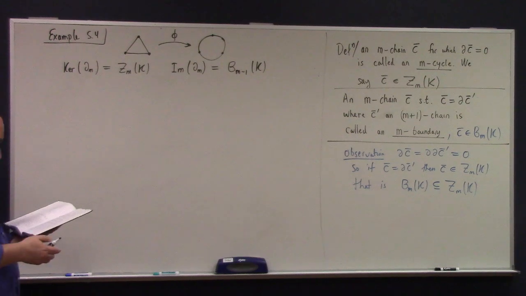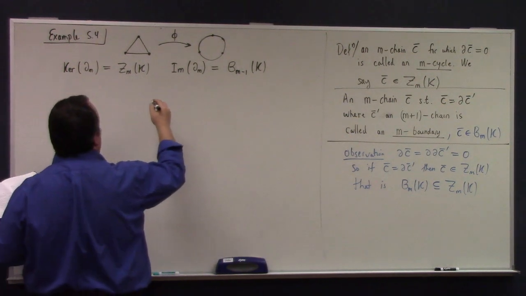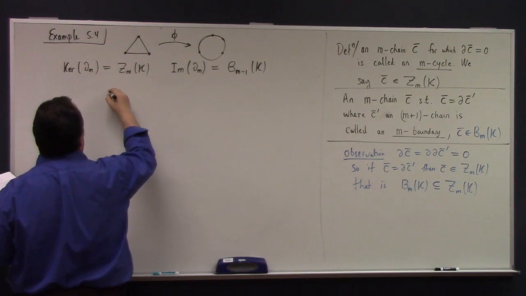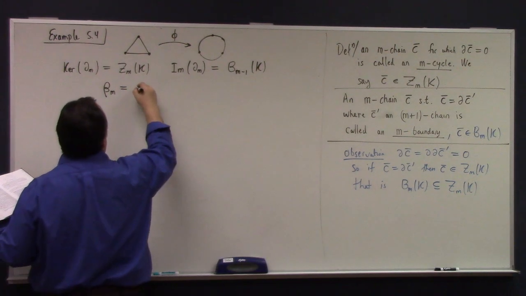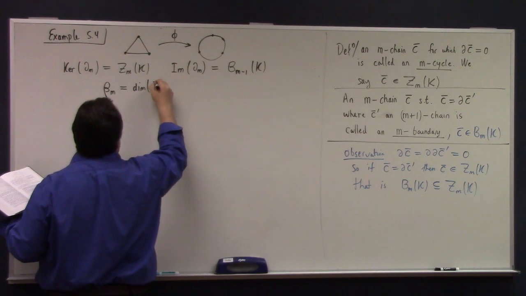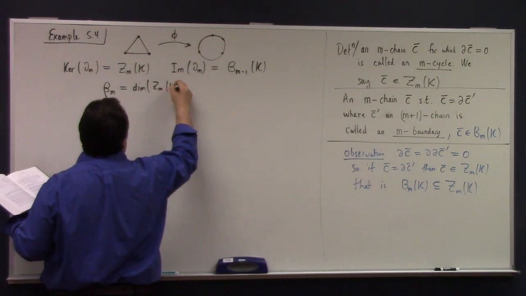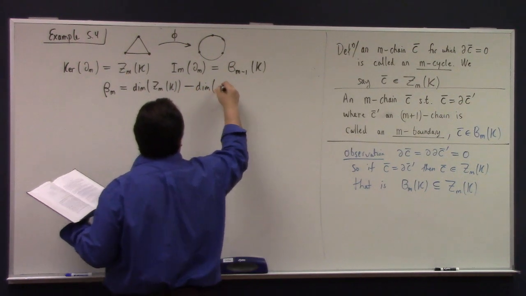All right. And so getting to the point here, what's a formula for beta n? How would we calculate that? It's the dimension of what? Of Zn of K, right? Minus the dimension of what? Bn of K?